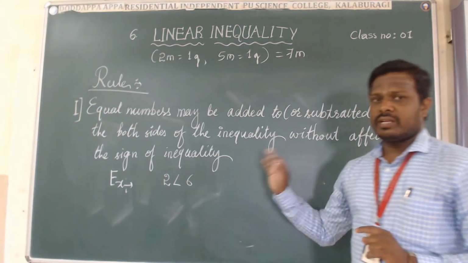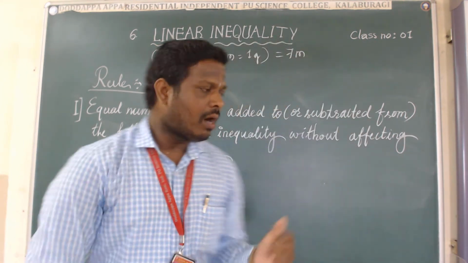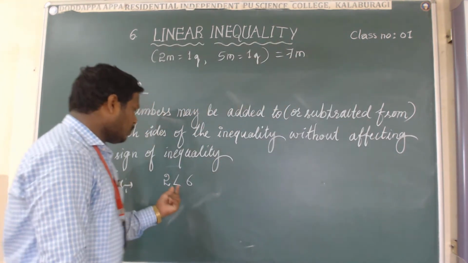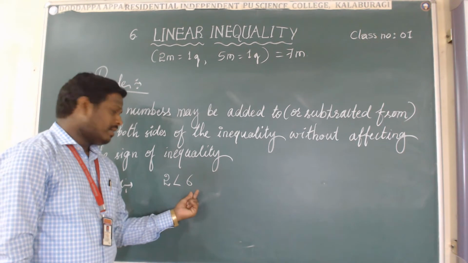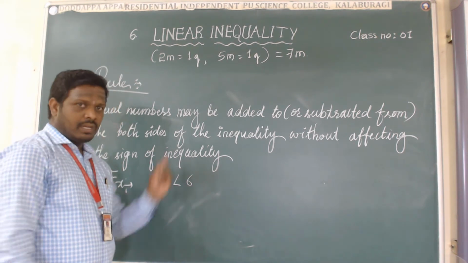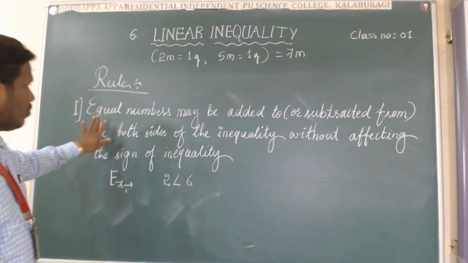Otherwise, 6 is more than 2, also we can call. How to read the given statement? 2 is less than 6, or 6 is more than 2. Now come to this condition, come to this rule.